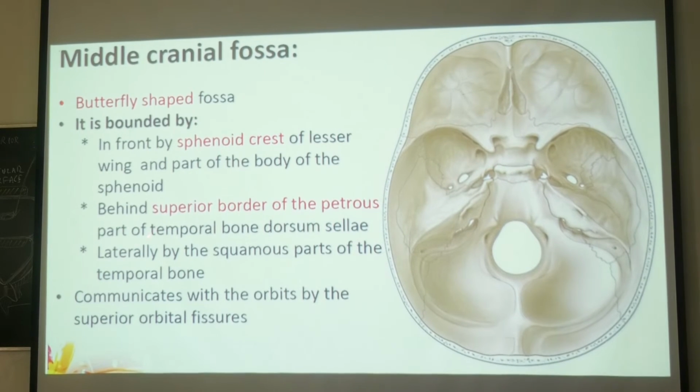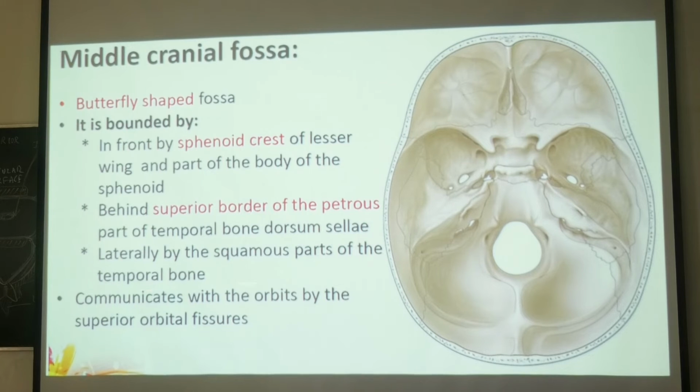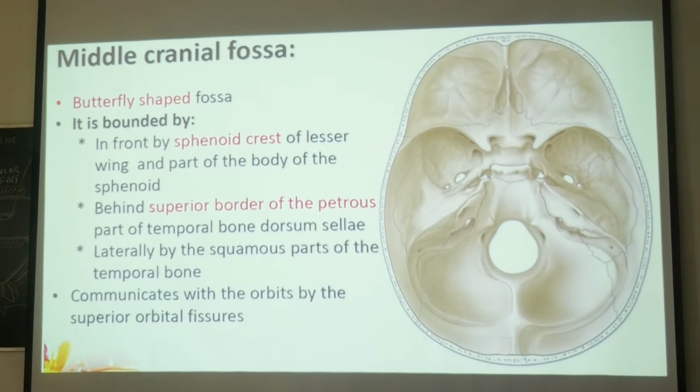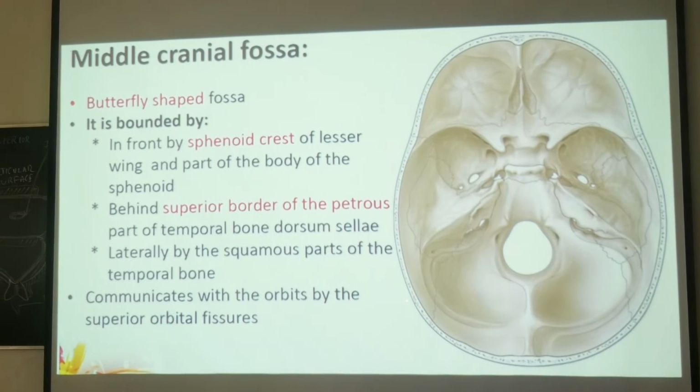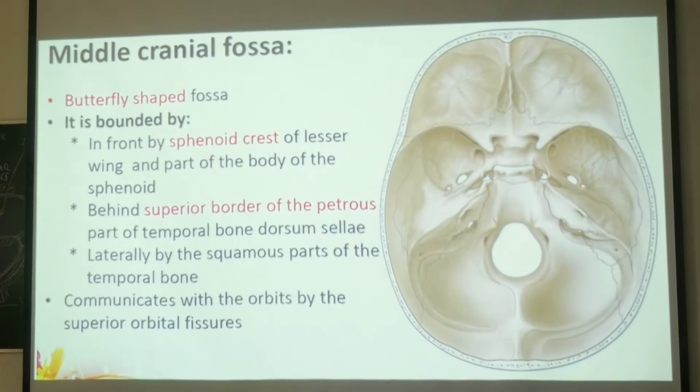Here is the dorsum sellae. Laterally it is bounded by the squamous part of the temporal bone. Here is the squamous part of the temporal bone, and it communicates with the orbit by the superior orbital fissure. Here one longitudinal fissure is present, mainly retort shaped. This lies mainly between the lesser wing and the greater wing of the sphenoid. We will see it in the bone. So via these superior orbital fissures and also the optic canal, the middle cranial fossa communicates with the orbit.